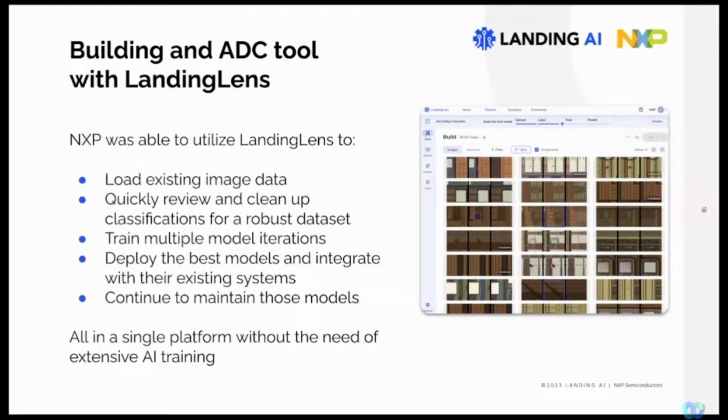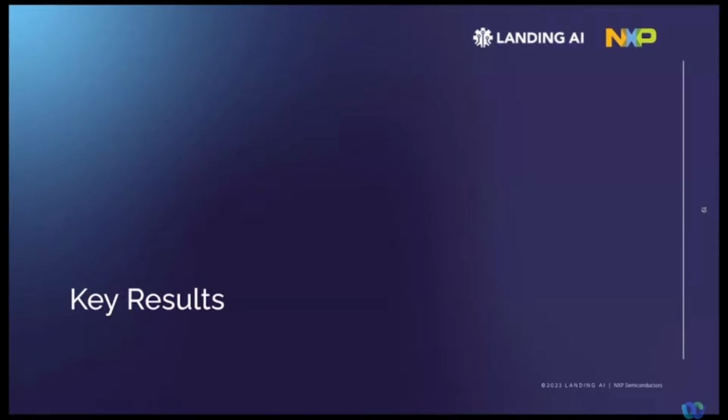They were able to quickly train multiple model iterations, deploy a number of those models and evaluate them in production in a kind of shadow mode where we weren't necessarily impacting production decisions. And once they were fully deployed, we now have mechanisms in place to continue to maintain those models into the future. And all of that was done with this single platform, which is Landing Lens. So hopefully that gives an understanding of how the product works.